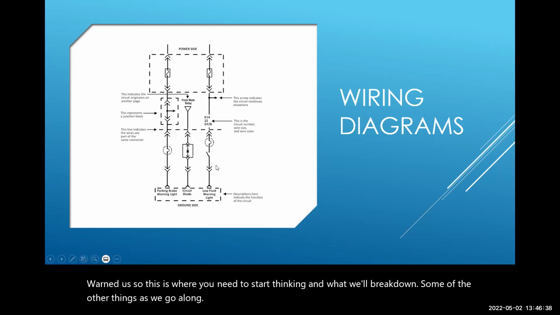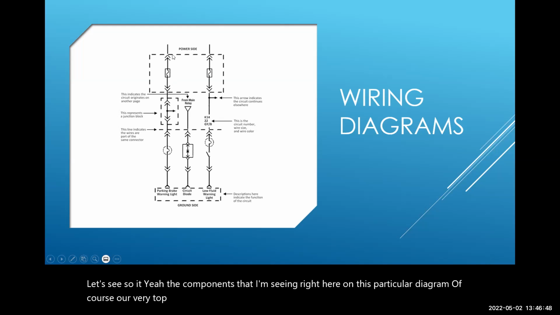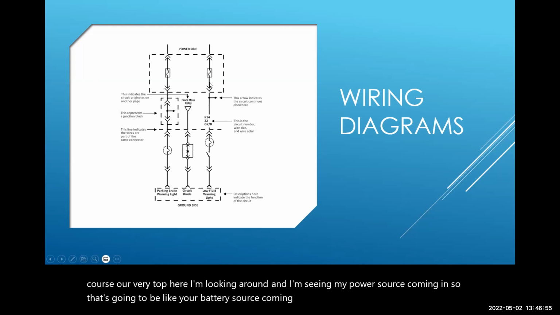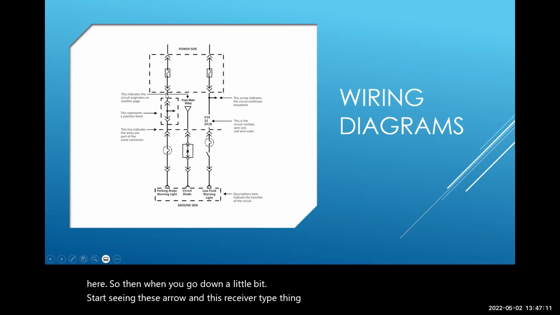Let's see. The components that I'm seeing on this particular diagram, of course, are at the very top here. I'm looking around and I'm seeing my power source coming in, like your battery source coming in. Then it goes through a switch into the actual fuses. These symbols right here are the fuses you have in place here. Then when you go down a little bit, you start seeing this arrow and this receiver type thing. That is a connection, okay?